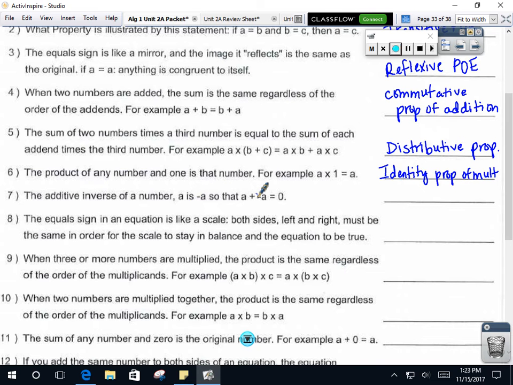Number 7. The additive inverse of a number, A, is negative A. So that A plus negative A equals 0. Right, they gave you this one. Additive inverse of a number. Yes? Yes. Additive inverse of a number.